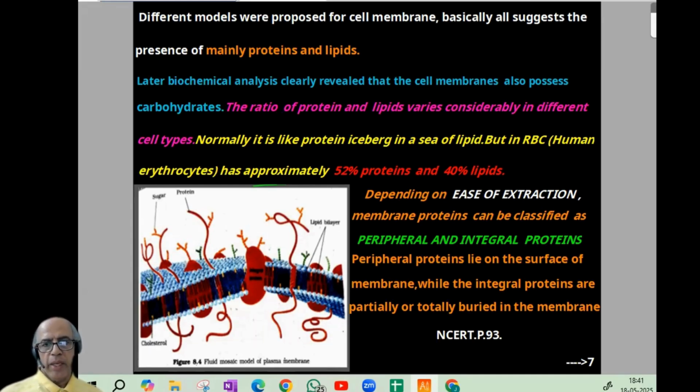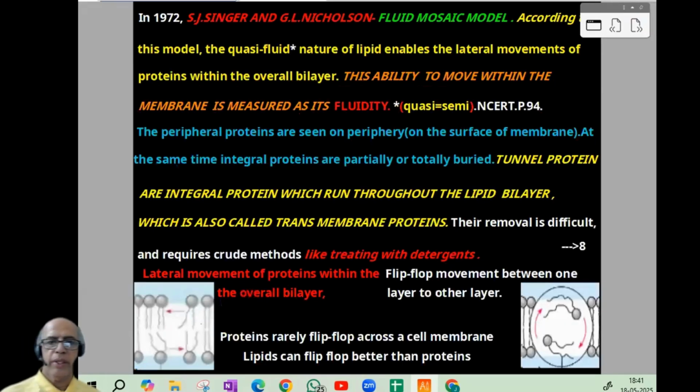Then we came to Singer-Nicolson's model, important for exam theory, the fluid mosaic model. The quasi-fluid nature of lipids enables lateral movement of proteins within the overall bilayer. The ability to move within the membrane is measured as its fluidity. Quasi means semi, NCERT page number 94. Then peripheral proteins are seen on the periphery. That is how the term came.